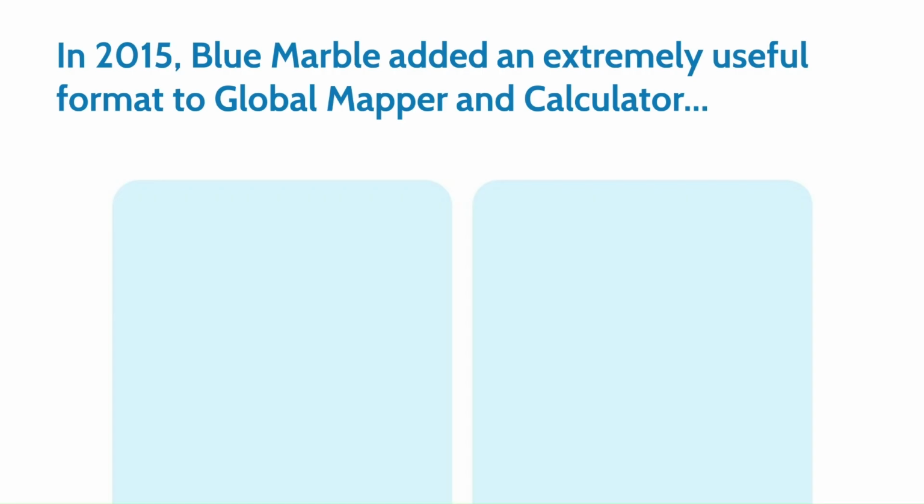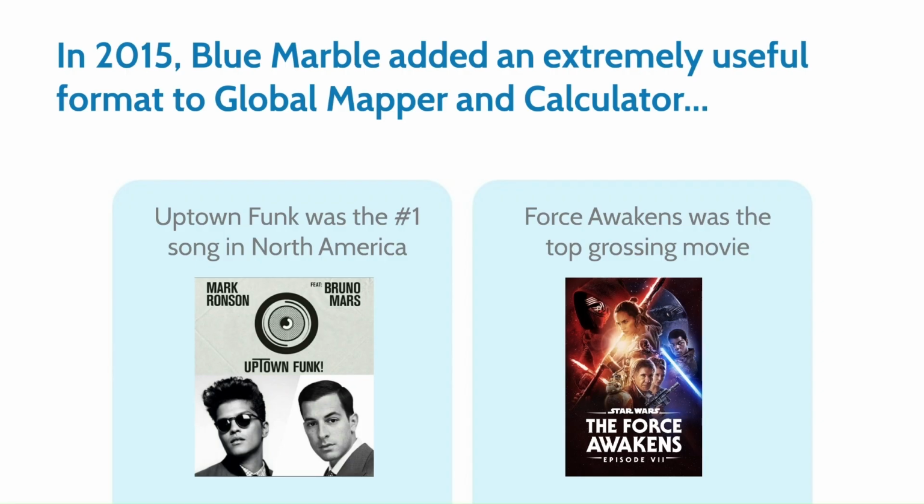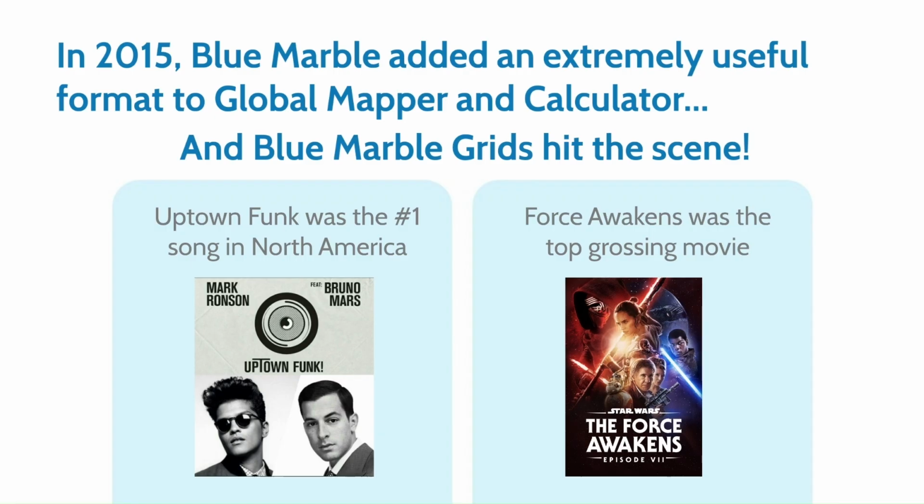But in 2015, Blue Marble added an extremely useful format to both Global Mapper and Geographic Calculator. And to get an idea of what else was happening in 2015, Uptown Funk was the #1 song in North America, and Force Awakens was the top movie. So while you were singing along with Bruno Mars and cheering on Han and Chewie, we were celebrating Blue Marble Grids as they hit the scene.